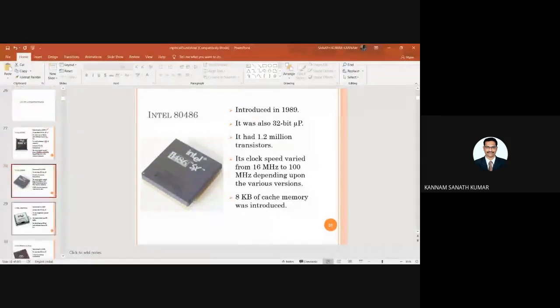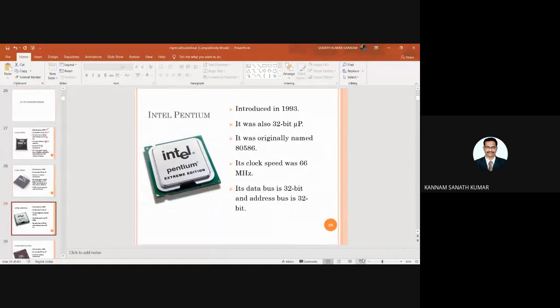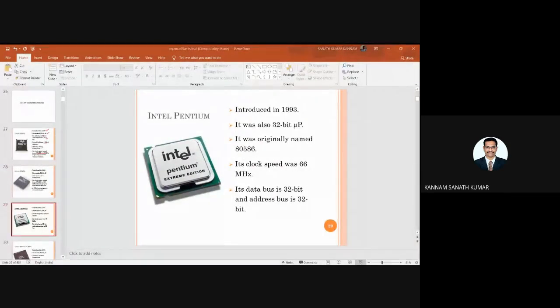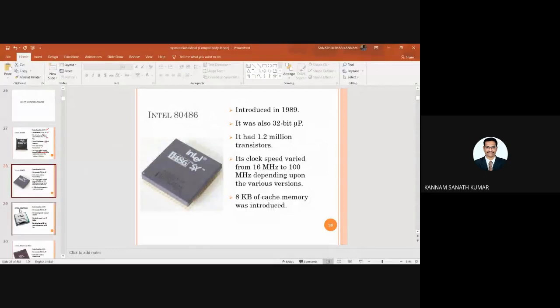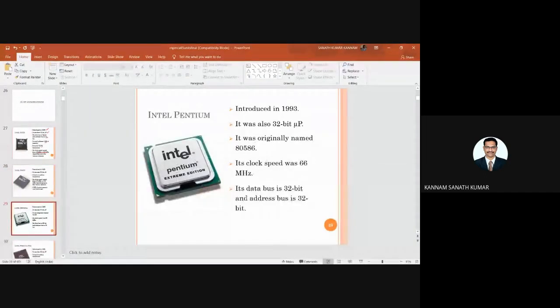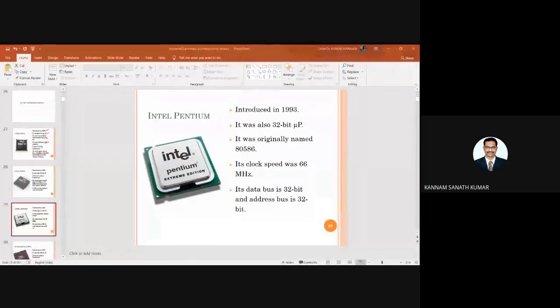And Pentium. Pentium was introduced around 1993. It is also a 32-bit microprocessor. It was originally named 80586, since previously it was 80486. So the Pentium we also call 80586. The speed is 66 megahertz, the data bus is 32-bit, and the address bus is also 32-bit.